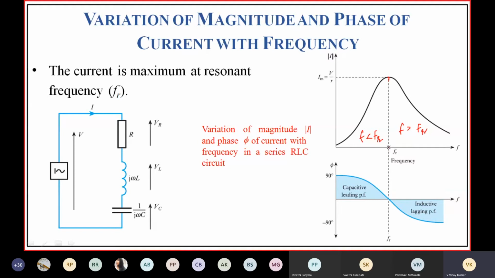At resonance, Z is equal to R and Im is equal to V by R. So at resonance, net reactance is 0. Below the resonant frequency, XC is greater than XL. Above the resonant frequency, XL is greater than XC.